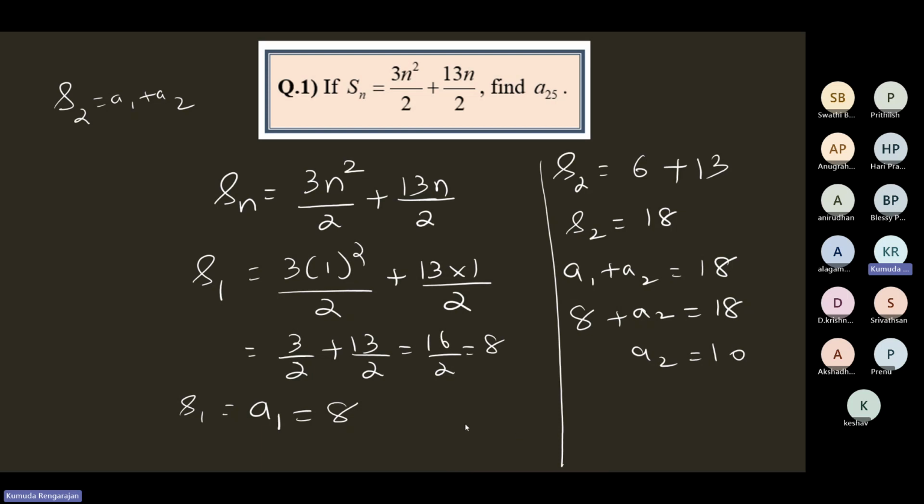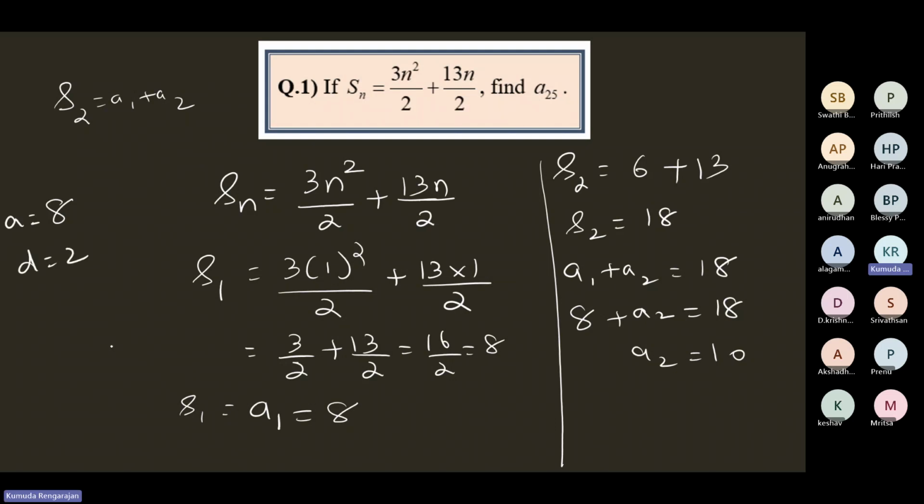And we know it is enough to know the first two terms of an AP because we just need the first term and the common difference. So the first term we already got, 8, and to get the common difference you need the next term A2. So now we found A2. A2 minus A1, 10 minus 8, 2 is the common difference.